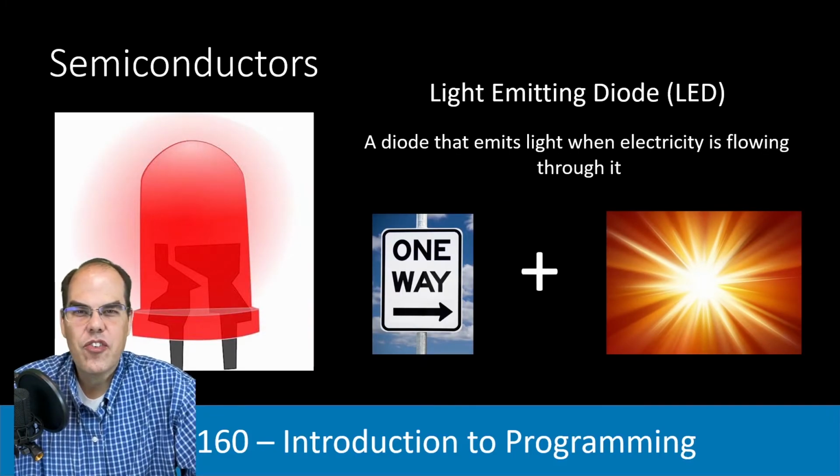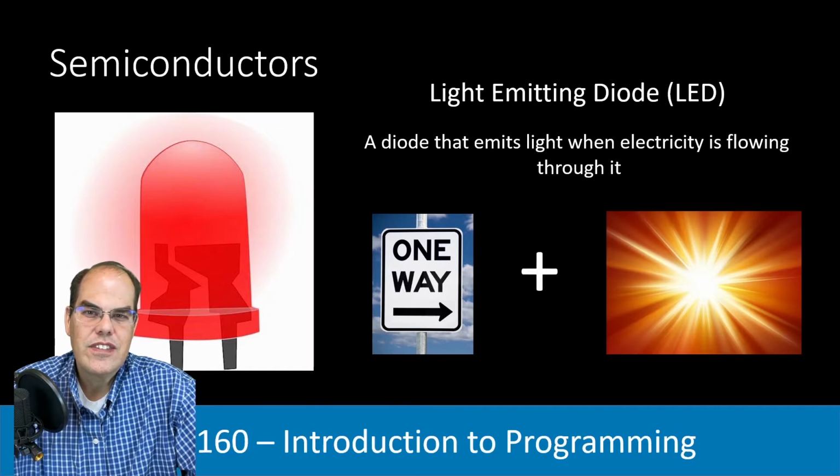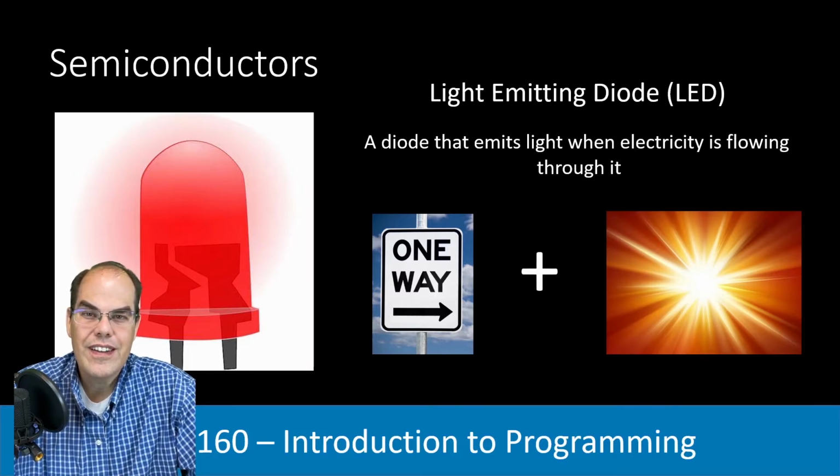A light emitting diode is just a special diode, and we all know about light emitting diodes. We call them LEDs. It's just a diode that, when the electricity does go through it, creates light. And so we use that all the time in our lighting and in our houses and in computers and stuff like that. So it's just a diode that emits light.